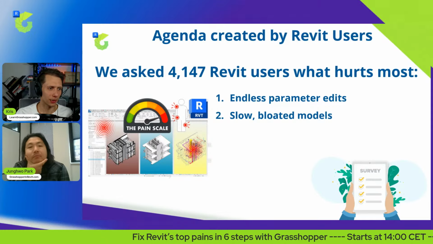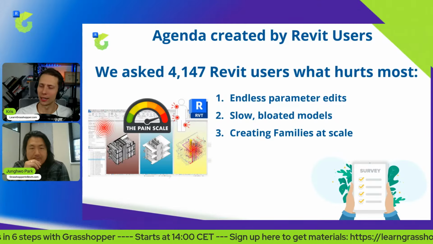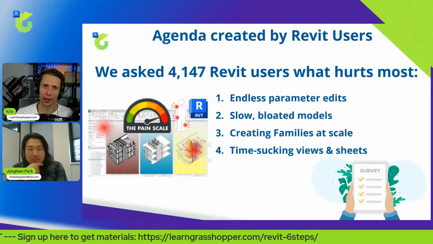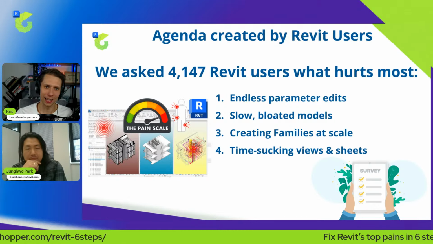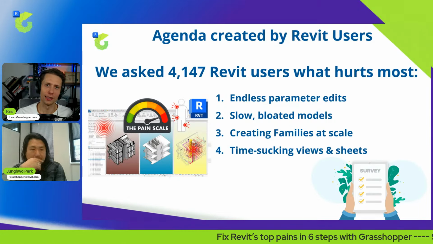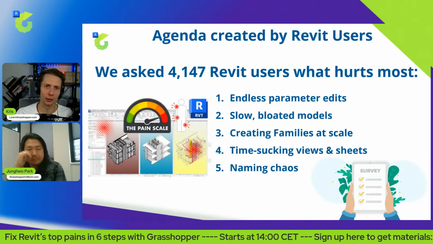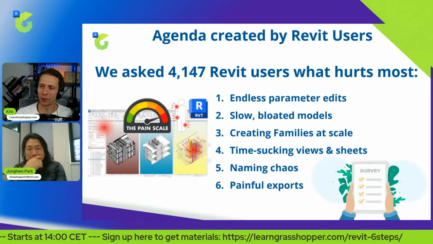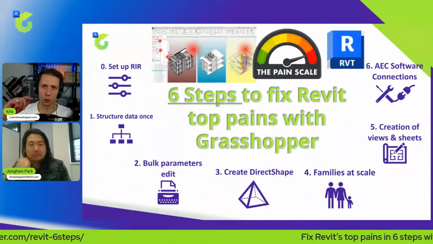Slow bloated models. This is also something Revit struggles with most. Creating families at scale, not one by one. Creating views and sheets and drawings and dimensions. Most of the time, 50% of users said, is going to editing views and sheets. Naming chaos, not organizing scripts in the Revit projects in a good manner, and painful exports. And based on these answers, we prepared this presentation. So we prepared today's agenda. So we will go through all the steps.